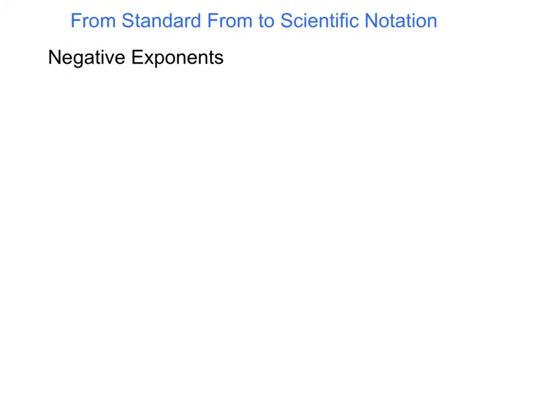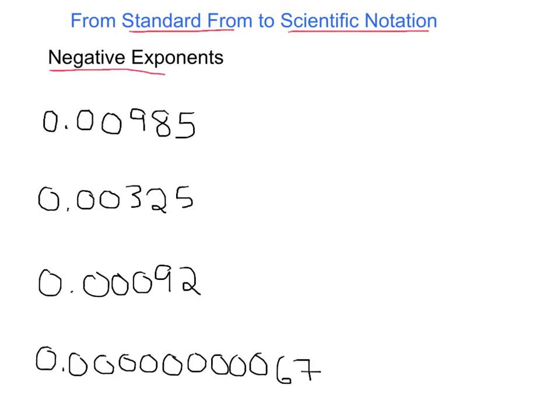Now let's move from standard form to scientific notation when we have negative exponents. We are still converting from standard form to scientific notation, but all of these numbers will be between 0 and 1, which means we will have negative exponents. So let's write all of the numbers in standard form first, and then we will convert. Here are the four numbers, very, very small numbers between 0 and 1. Starting out with 0.00985, we're going to write that number in scientific notation. Remember, the front number has to be between 1 and 10.